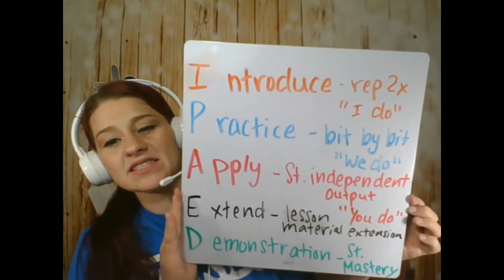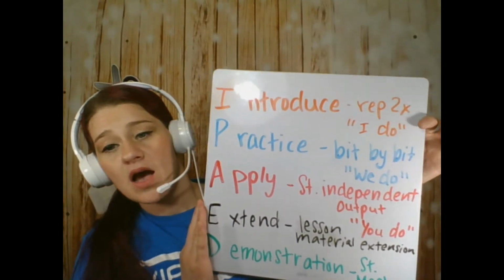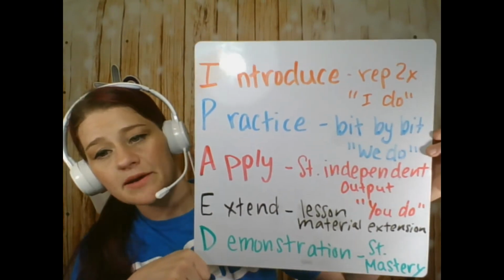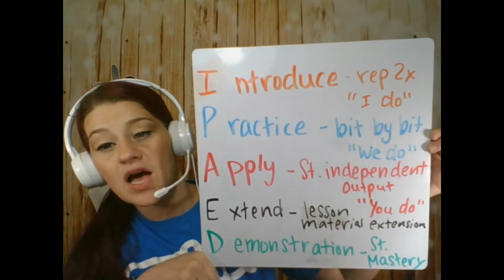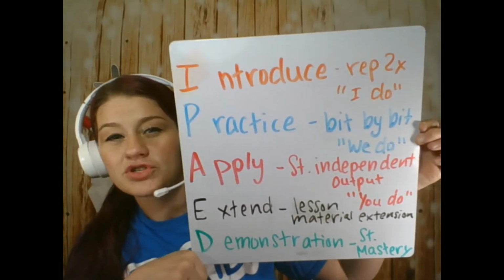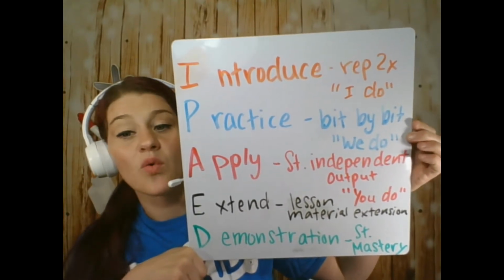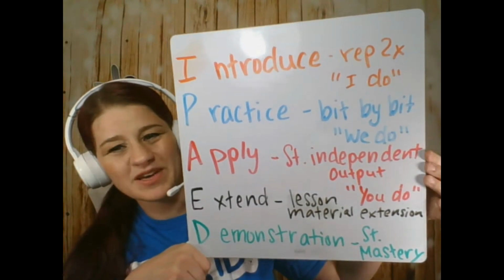P is practice. It's the we do stage of modeling. I do means that they are just repeating right after the teacher. We do means bit by bit or little by little. The student starts to get a little bit of independence. They're just starting to usually fill in the blank or answer a question with a word or two. They're just getting started. Again, we'll talk about that when we get to those slides.